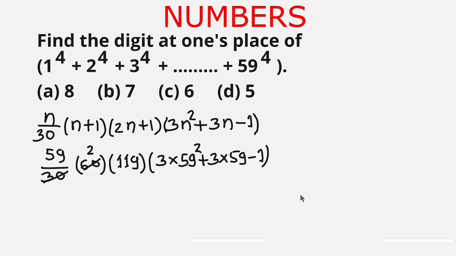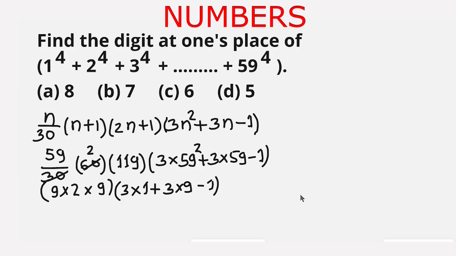We will take the unit digits of all constituent numbers. 59 has unit digit 9, multiplied by 2. 119 has unit digit 9. We take these three numbers into one bracket, and 3 has the unit digit 3, multiplied by 59 square, which has unit digit 9, and the square of 9 is 81, which has the unit digit 1, plus 3 multiplied by unit digit of 59, which is 9, minus 1.